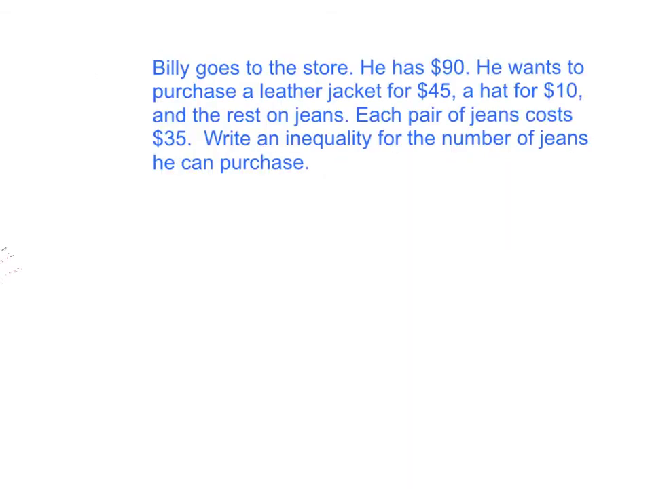Okay, now it's time for our second practice problem. And this one involves Billy going to the store and he's got $90 and he wants to purchase a leather jacket for $45, a hat for $10, and the rest on jeans. Now it says that each pair of jeans costs $35, so they want us to write an inequality for the number of jeans that he can purchase.